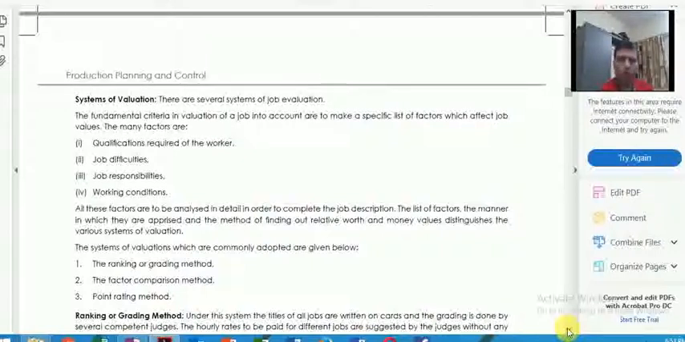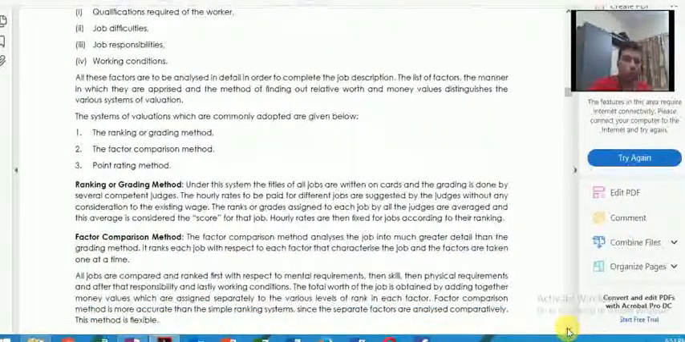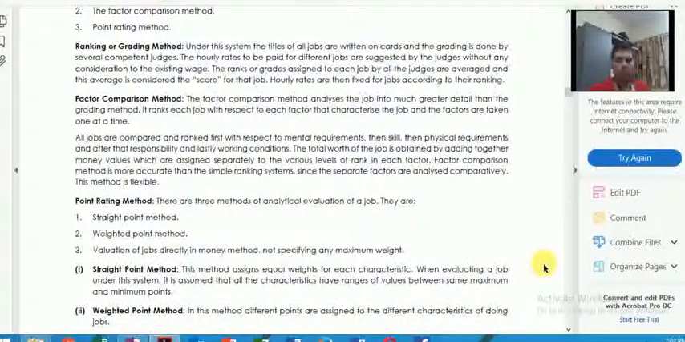Okay, so after this we will be seeing different methods. What I have told you till now are the factors or the parameters regarding job evaluation. Now we will try to understand the methods of job evaluation. What are the different methods of job evaluation? We have to see that. Now the various methods which are used for job evaluation are: first one is the ranking or grading method.